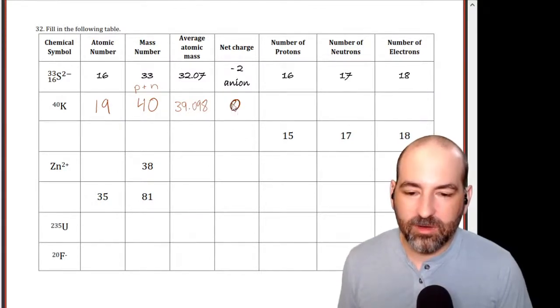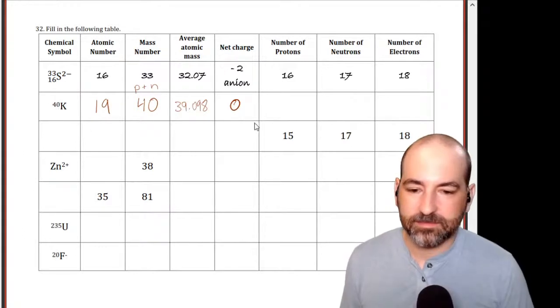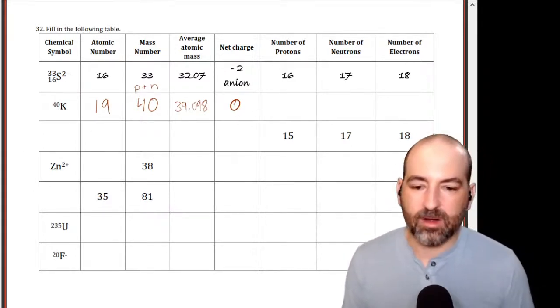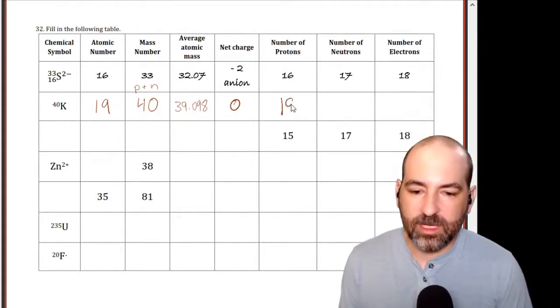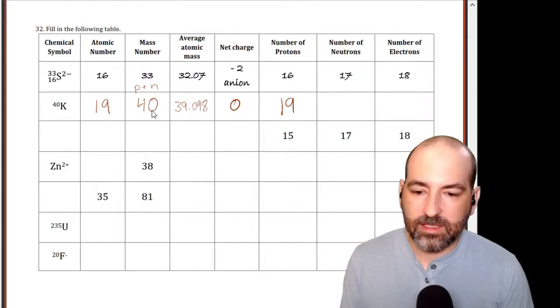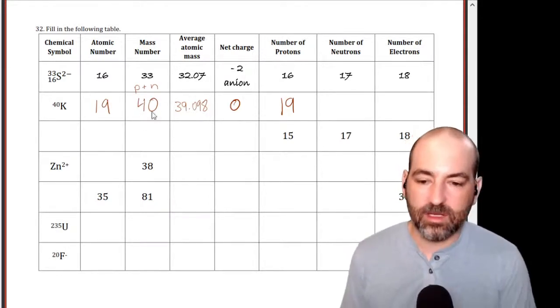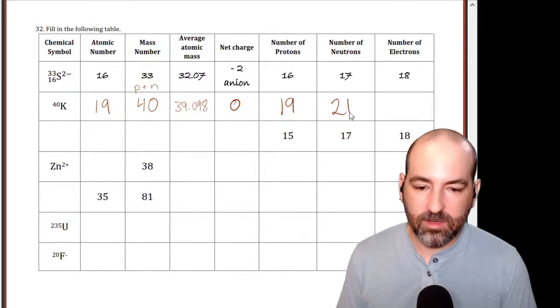Our net charge is 0 because no charge is given here. All right, so now let's start calculating our numbers of subatomic particles. We've got 19 protons. To get our neutrons, we need whatever number gets us to 40, because the mass number is the protons and the neutrons together. So that makes 21 neutrons.